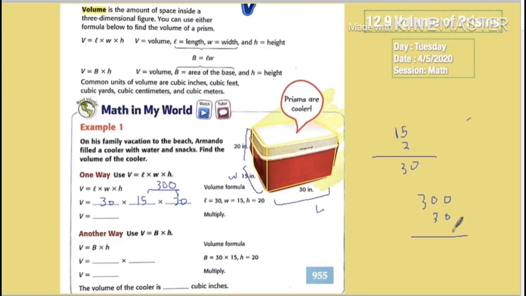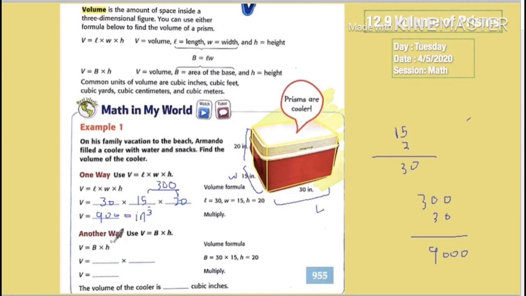So 3 times 3 will be 9. And we add our zeros. So here we have 1, 2, 3 zeros. So our volume is 9,000. And this is in inches, I have to add this anyways. Inches cubed. Or you can say 9,000 cubic inches. So this is our volume for this example.